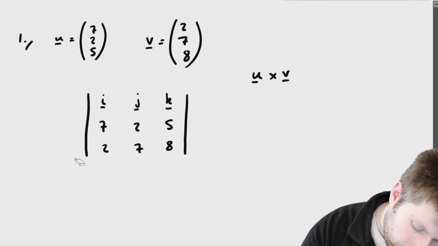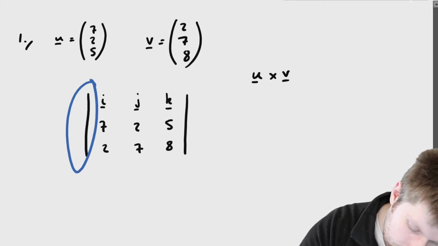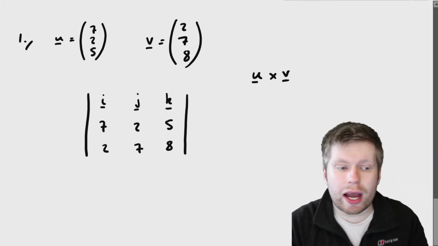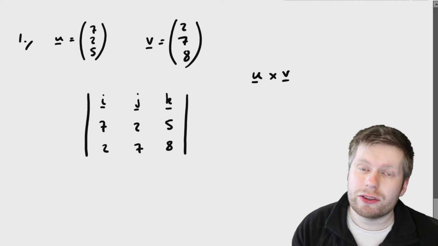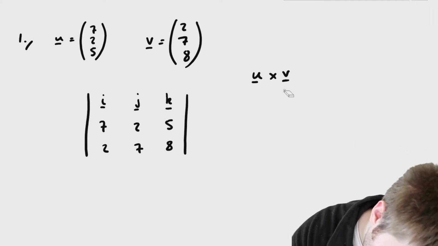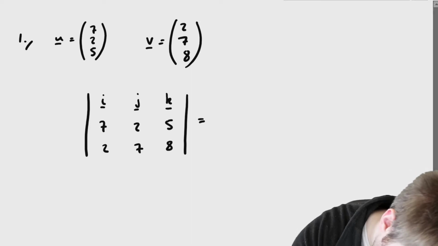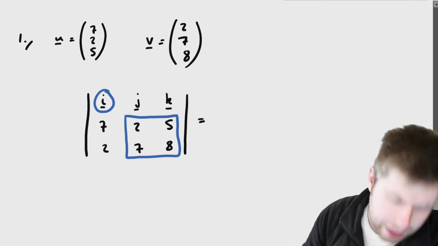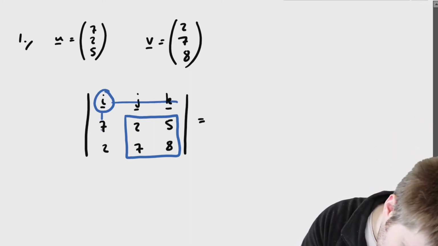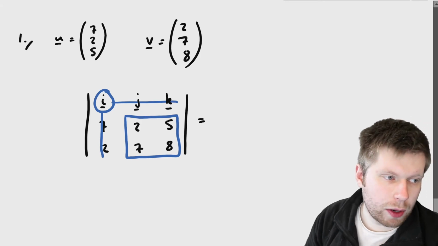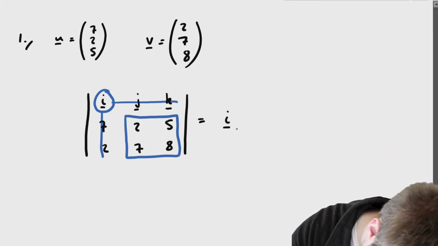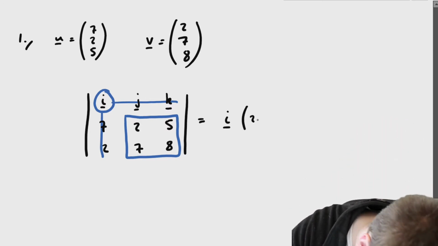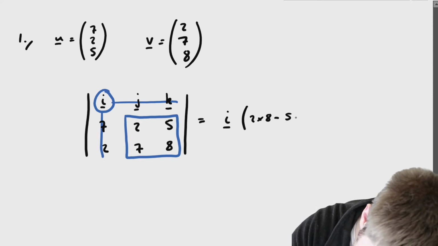You notice as well that I'm using these vertical lines here. That just basically means the size, and in this case, the size of a matrix means the determinant, okay? So in order to work out the determinant, here we go. First of all I need to take this i and multiply by the determinant of the remaining matrix. This i rules out the rest of that row and the rest of that column. So I take i and multiply by the determinant of the matrix which I've boxed around. So it's 2 times 8 minus 5 times 7.